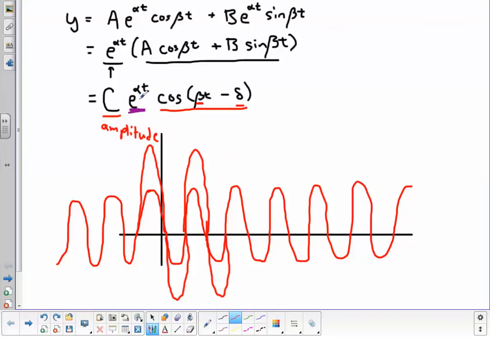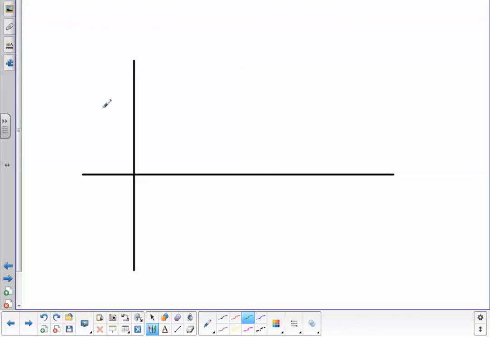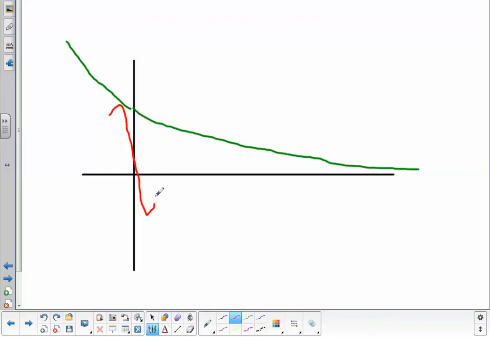Now that's if it's a positive exponential. If it's a negative exponential, then we're going to have the amplitude controlled by a decaying exponential, right? So then it's going to be something that kind of goes like this. And so it's, again, oscillating up and down, but dying out as it does that. So these are the two possible behaviors.